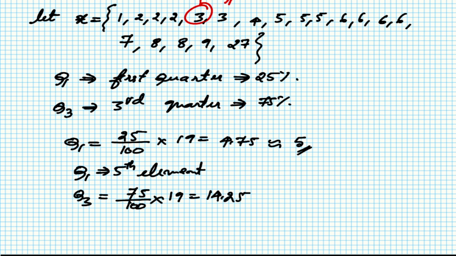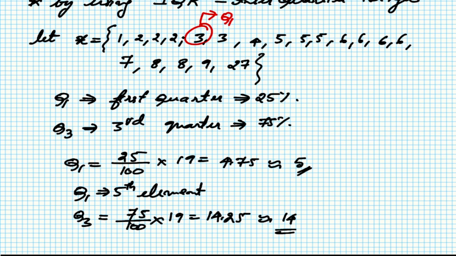So 14.25. Normally we do an approximation. If it is lesser than 0.5, we come back to the smaller value, so approximate that to 14. Look at the 14th element in the list. This is the fifth one, 6th, 7th, 8th, 9th, 10, 11, 12, 13, 14. So the 14th element will become 6.